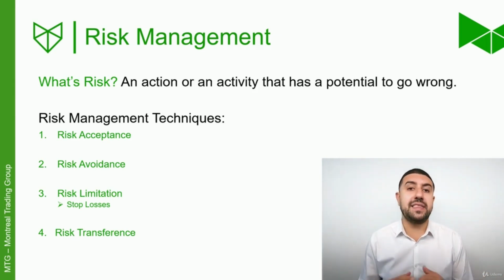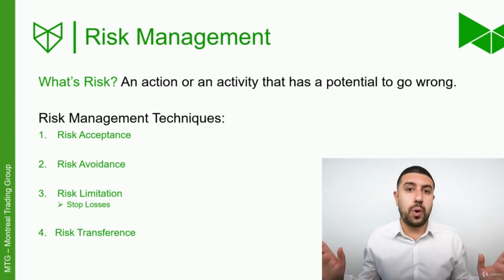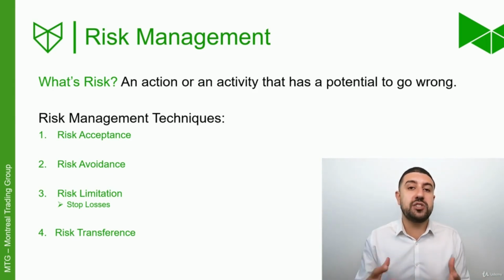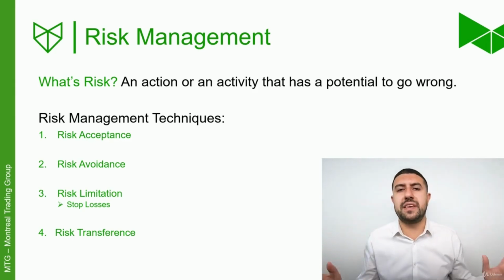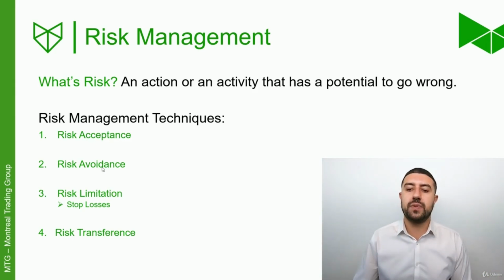Example, when we're looking at the economic calendar and we're seeing that there's an event happening, we just don't want to have a position throughout this event because it's too much risk. We don't know what's going to happen. We don't want to take that risk. This is something that we'll do.